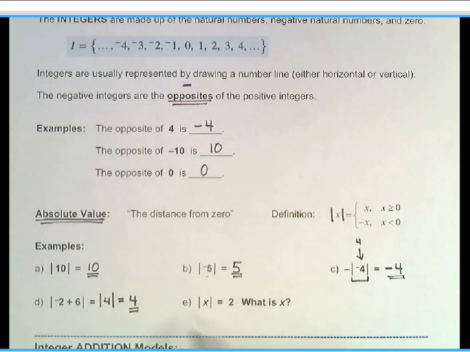And then you might see some problems like this in your homework also. It says the absolute value of this mystery number x is 2. So what could x be? So it's asking you which values are 2 steps away from 0. So actually x could be positive 2 or it could be negative 2. There's actually 2 answers to this one because there's 2 numbers that are 2 steps away from 0.